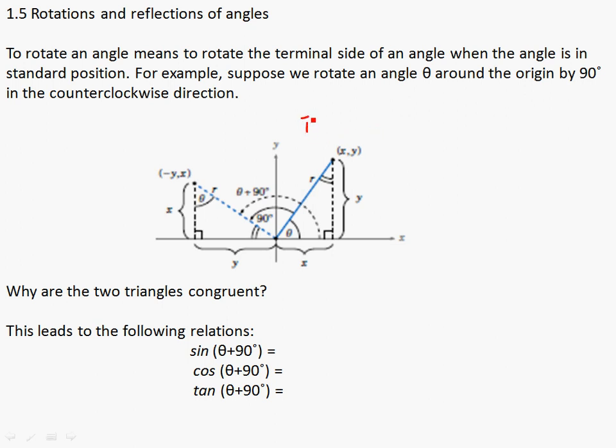So let's label this as triangle 1. And we'll call this triangle 2. And I know right now you have these symbols, but I'm going to call this angle 1. And I'm going to erase that here in a moment. Call this angle 2. And this is angle 3. And then this will be angle 4.